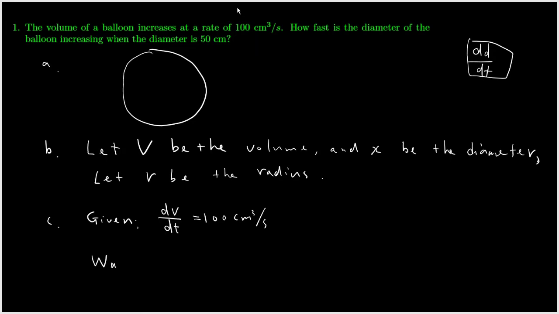What are we looking for? What do we want? Please try to write something in the chat message. We are looking for how fast the diameter of the balloon is increasing when the diameter is 50 centimeters long. We want a rate of change. We want the rate of change of the diameter, right? So we want dx over dt.